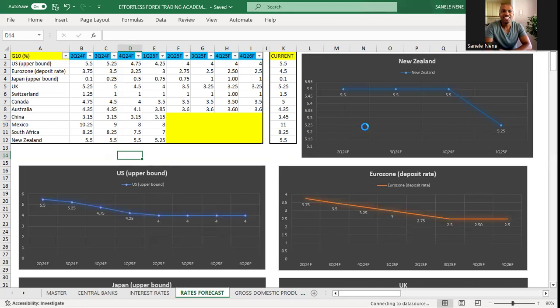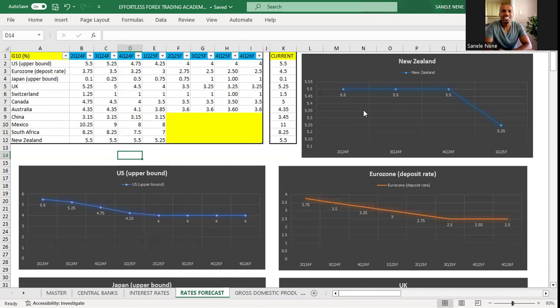But there is a pair or an economy that is giving me an obvious direction, which is what? New Zealand. Because for New Zealand, the only thing they are concerned about is inflation, right? And as long as inflation remains persistent or sticky, then interest rates will remain high. They're no longer focusing on the unemployment side of things, right? So they removed their focus on the unemployment.